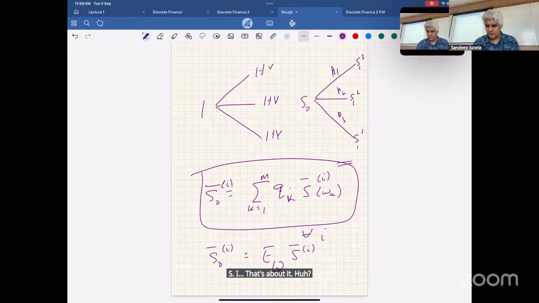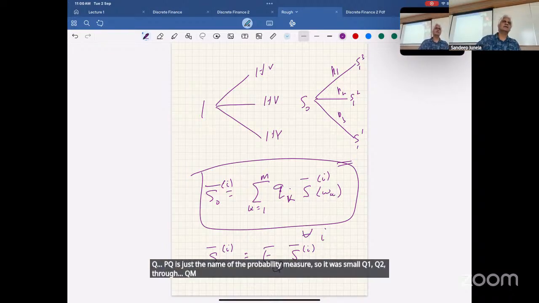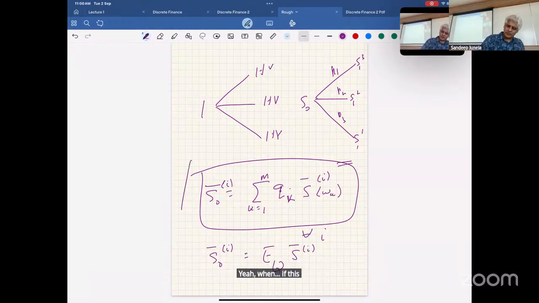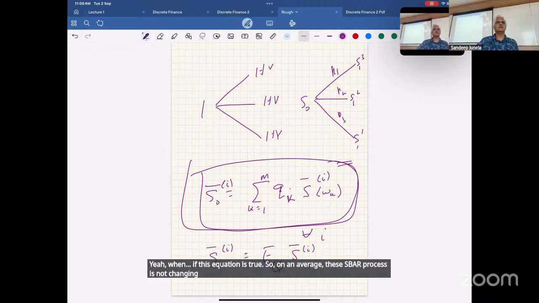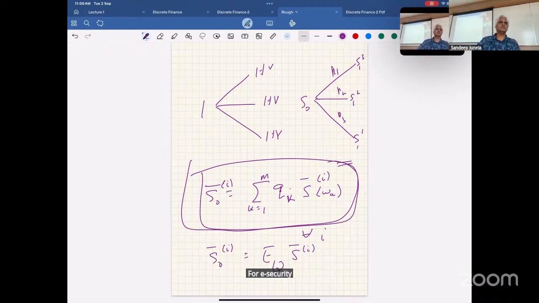Big Q is just the name of the probability measure, like small q1, q2 through qm. It is called the martingale. If this equation is true, then on average the S bar process is not changing for each security. Whichever probability measure gives us this, that's the EMM, the equivalent martingale measure.